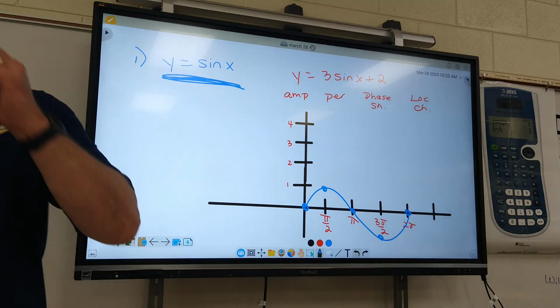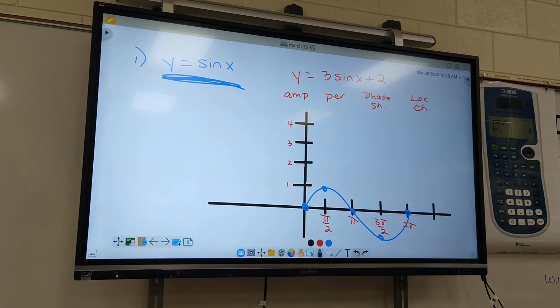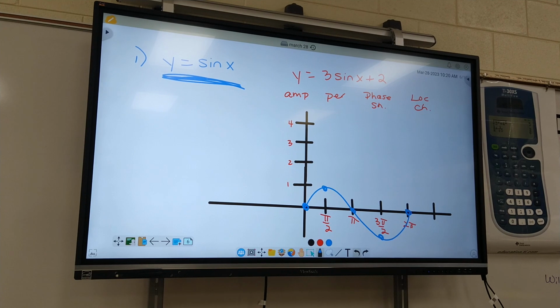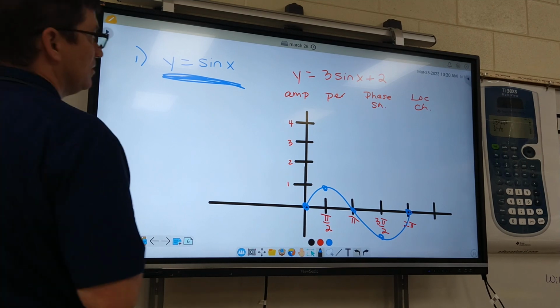Draw that. So every problem that we have that starts off with sine x, like number 3 and number 5, you're going to draw this first. So you're going to have at least 2 graphs on each problem, and sometimes 3 or 4 graphs on a problem, depending on how many adjustments we have to make.